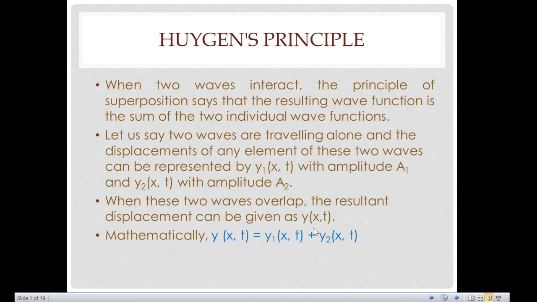Interference's basic principle is the principle of superposition. That is, when two waves interact, the resulting wave will be the sum of the two individual waves. So suppose our first wave has a displacement y1 with amplitude a1, and we have another wave of y2 with amplitude a2. Then when these two waves overlap, the resultant displacement will be y1 plus y2. This is the principle of superposition. This is proposed by Christian Huygens.